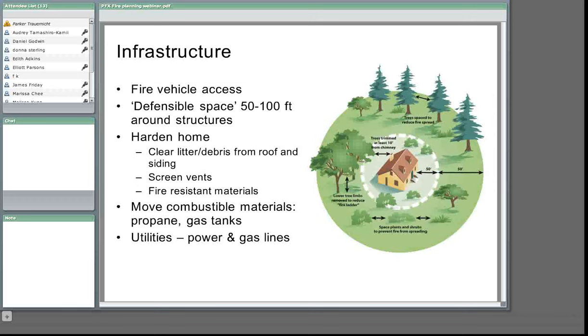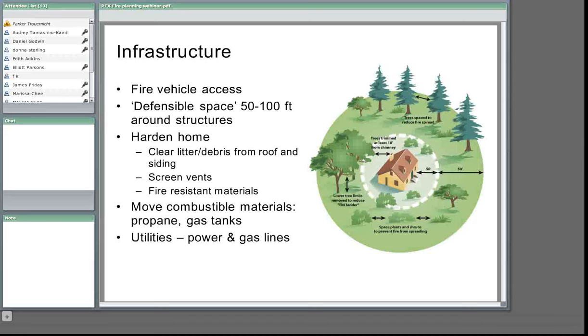Infrastructure tends to be ranked next after people. One of the important things to consider is fire vehicle access. We often see, especially in neighborhoods but also on land holdings, that fire vehicles might be able to access one side of the property around the structure, but not be able to get to the backside. So think about how fire vehicles can get in and around structures on your land, and then this idea of defensible space. This figure that I'm showing is classic FireWise community stuff, where having 50 to 100 feet of cleared area around structures provides firefighters the opportunity to protect your structure.